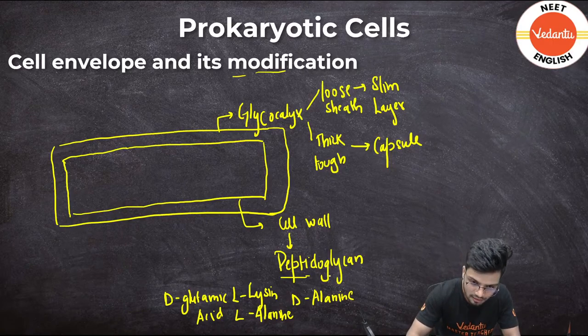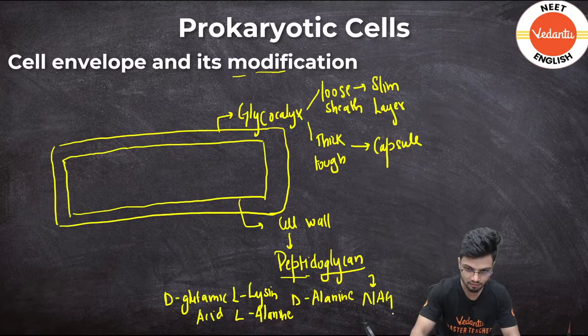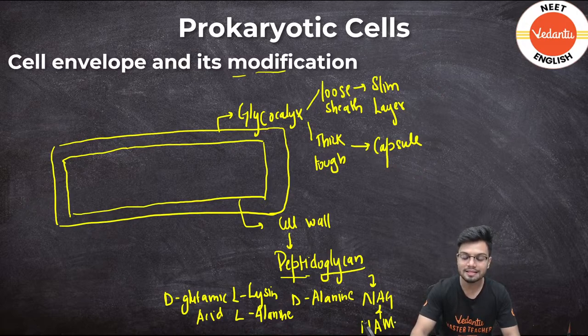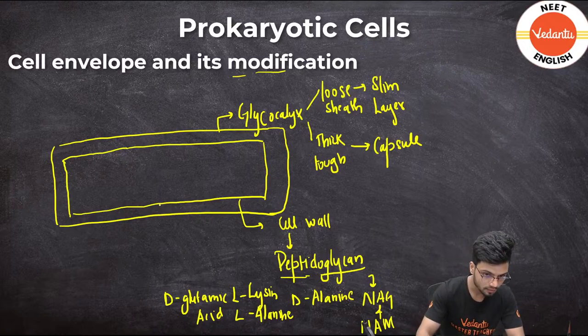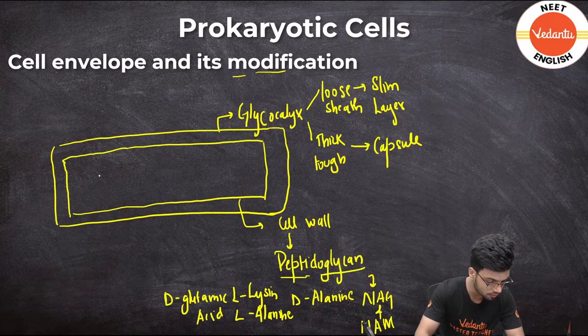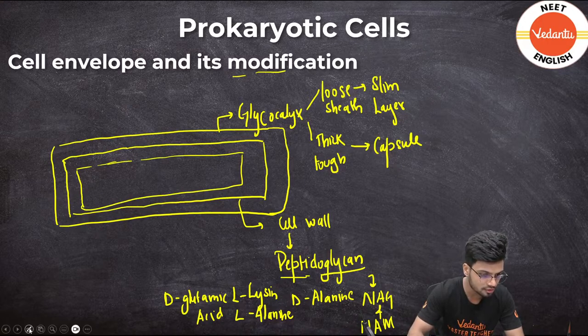Okay. Now, what is this glycan? Glycan is nothing but a type of sugar, that is NAG and NAM: N-acetyl glucosamine and N-acetyl muramic acid. Clear? Now, that is your bacterial cell. Now, let's understand there is something called your inside layer. The inside layer is nothing but the plasma membrane. The innermost layer is called plasma membrane.